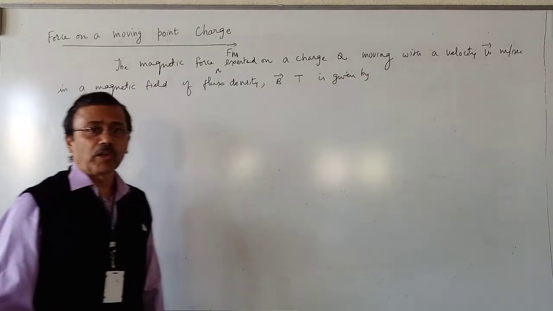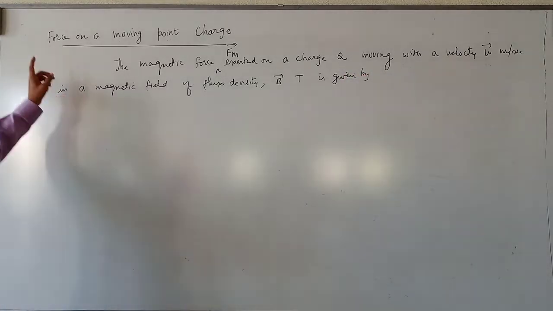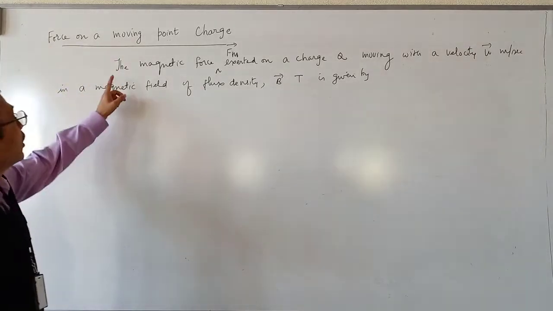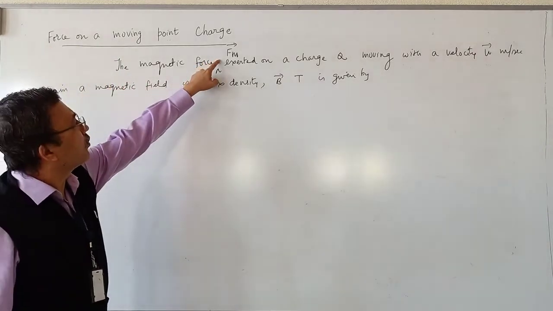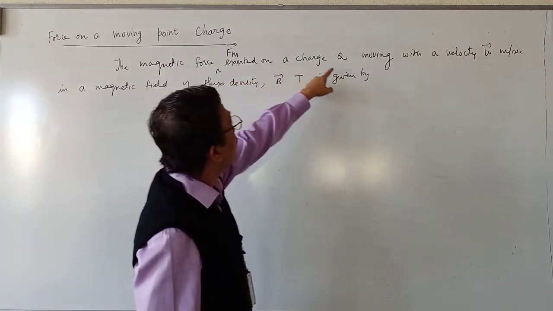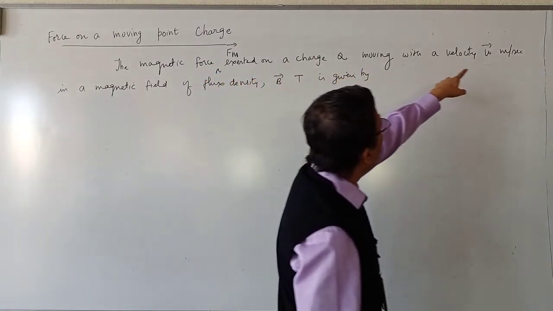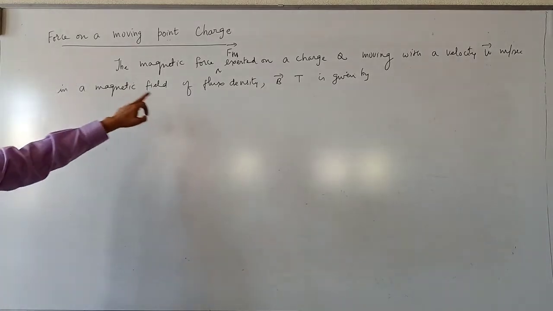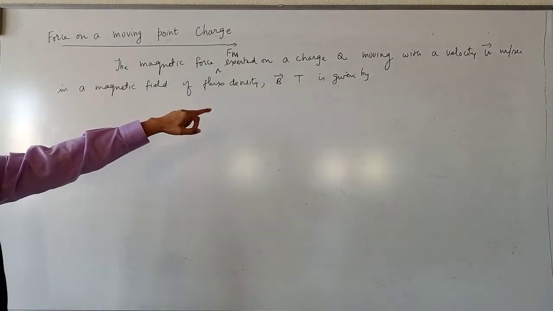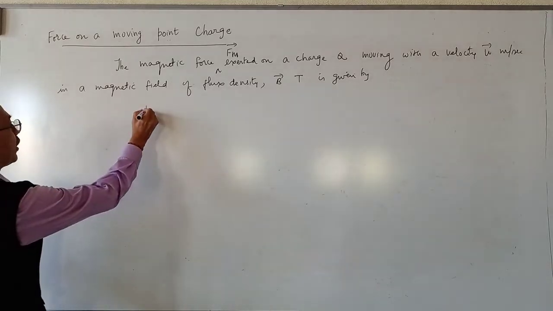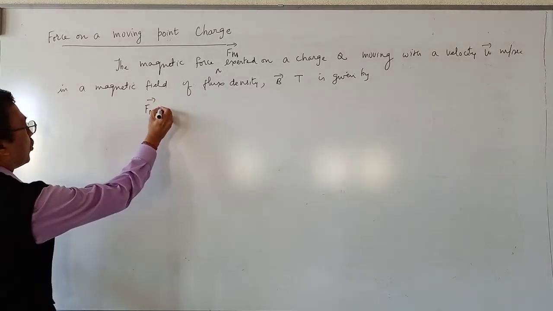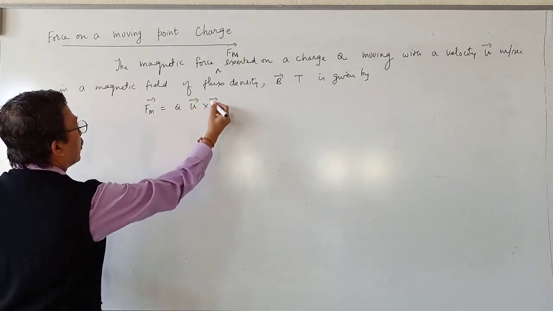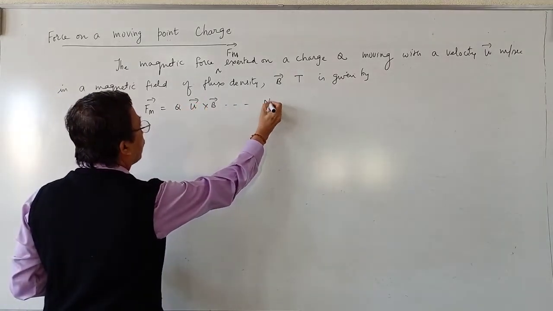Today we will be starting module 4. In that the first topic is force on a moving point charge. The magnetic force Fm exerted on a charge q moving with a velocity vector u meters per second in a magnetic field of flux density vector B Tesla is given by vector Fm is equal to q times vector u cross B. Unit of force is newtons.